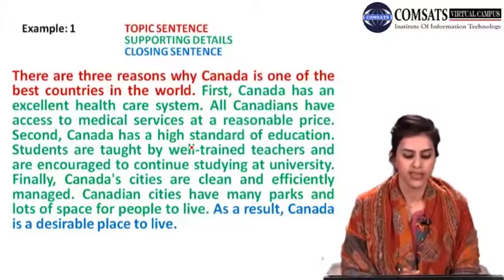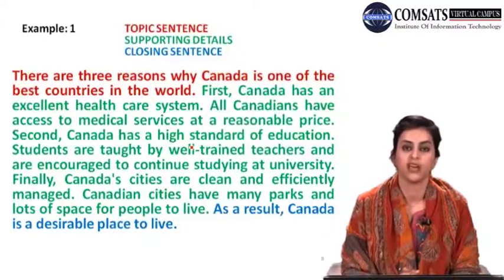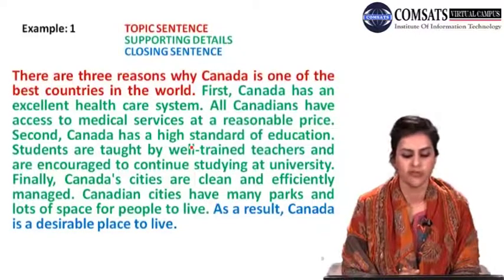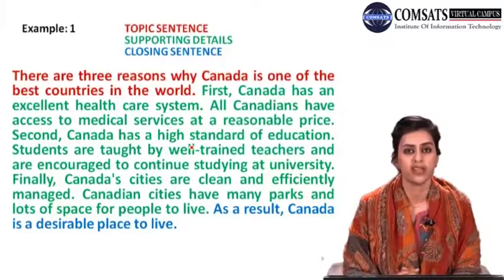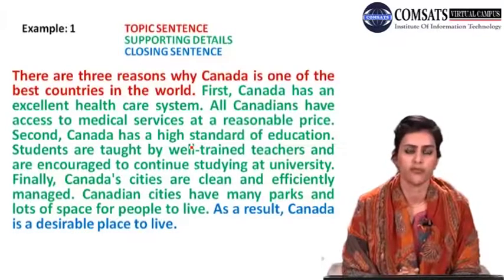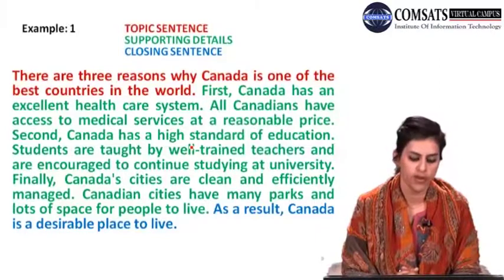First, Canada has an excellent healthcare system. All Canadians have access to medical services at a reasonable price. So what was the reason that Canada had an excellent healthcare system? Because Canadians have access to medical services at a very reasonable price. So that is usually cheap for them, and they can afford it easily.